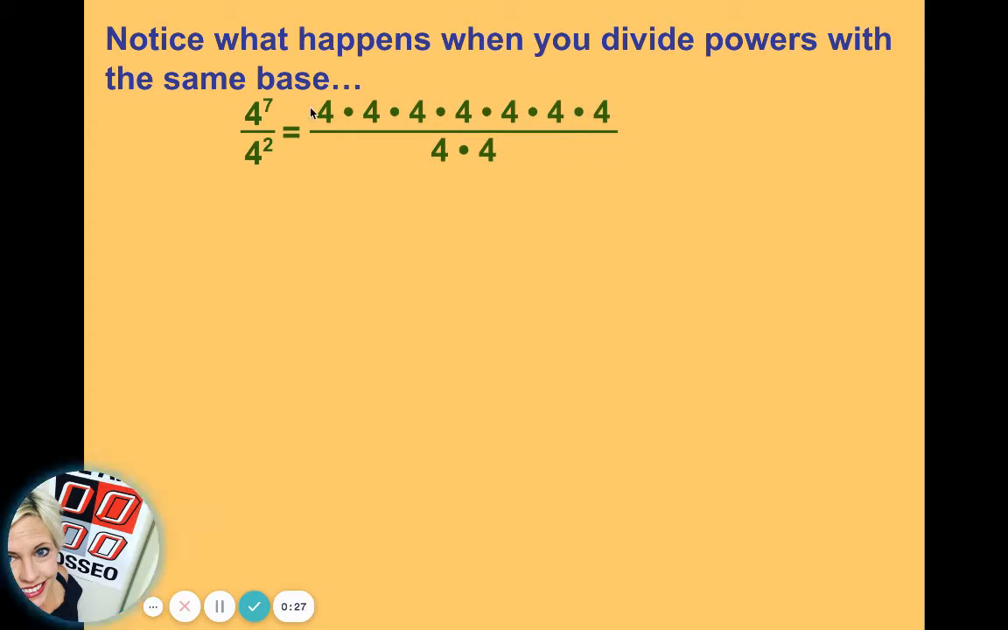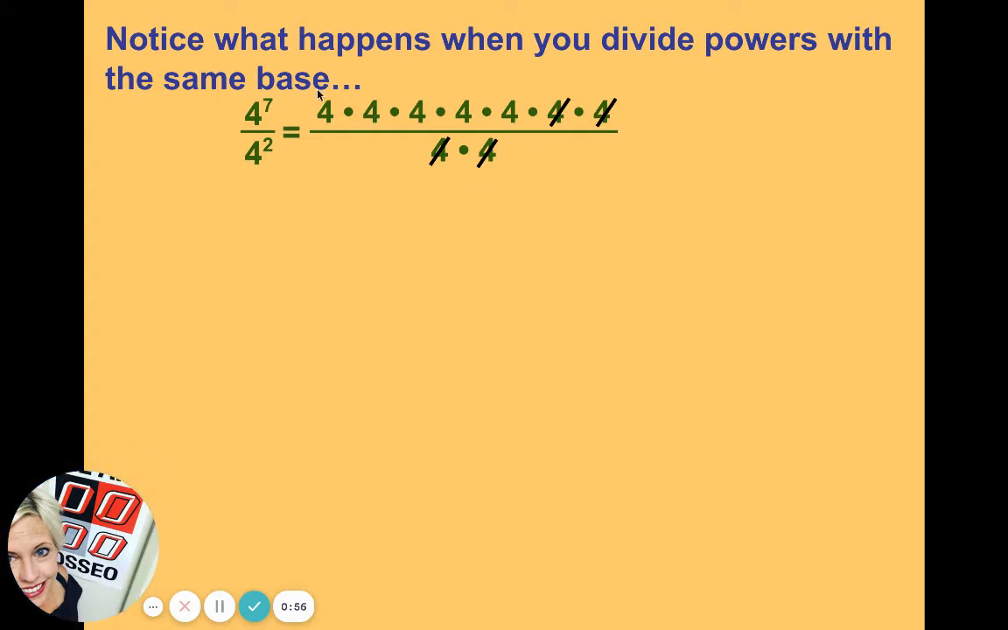That 7 means I have 7 fours on top. The 2 means I have 2 4s on the bottom. Now, if you remember from simple math, if you have the exact same thing on top as you do on the bottom, separated by multiplication, they cancel out because 4 divided by 4 is the same as 1. And then I have another pair. So now I have nothing left on the bottom.